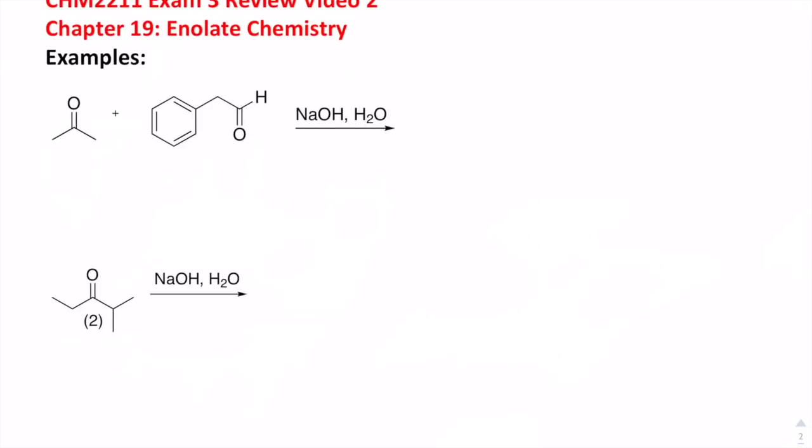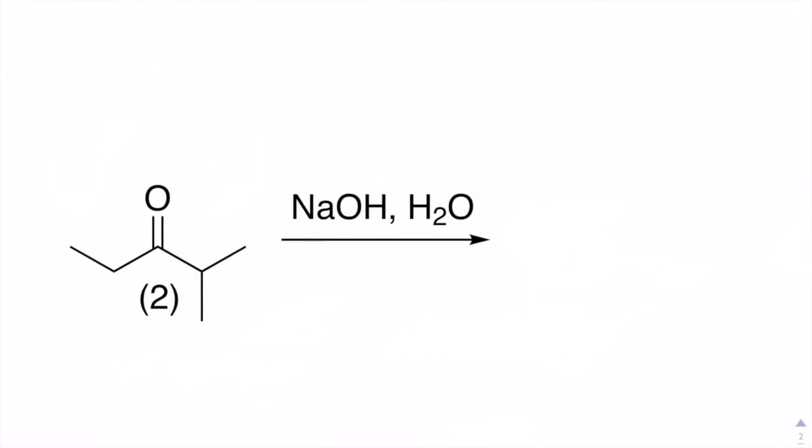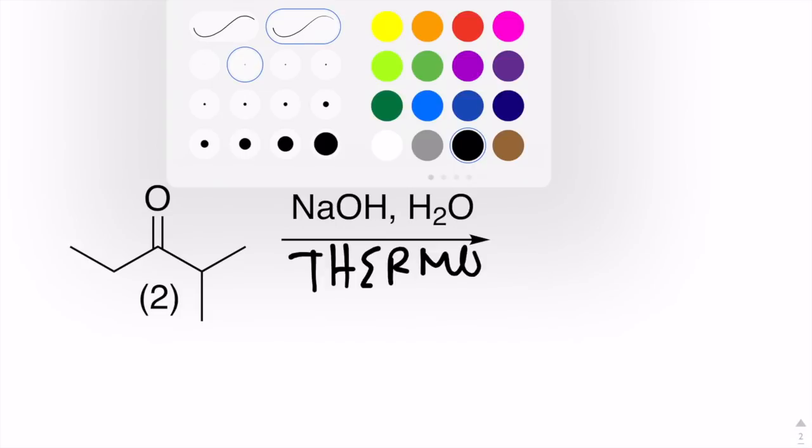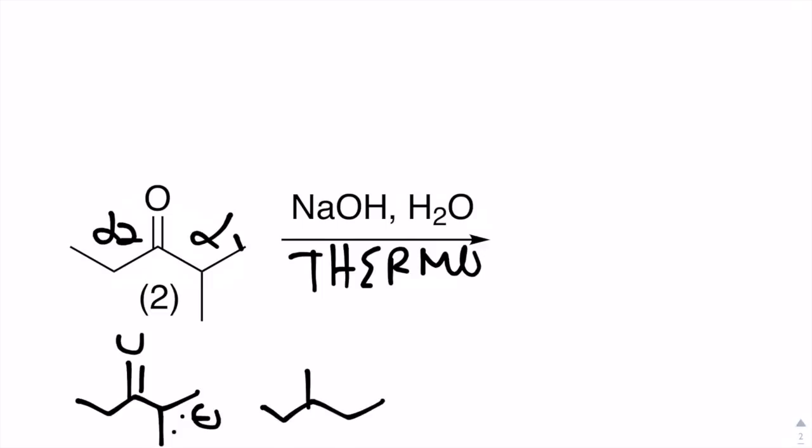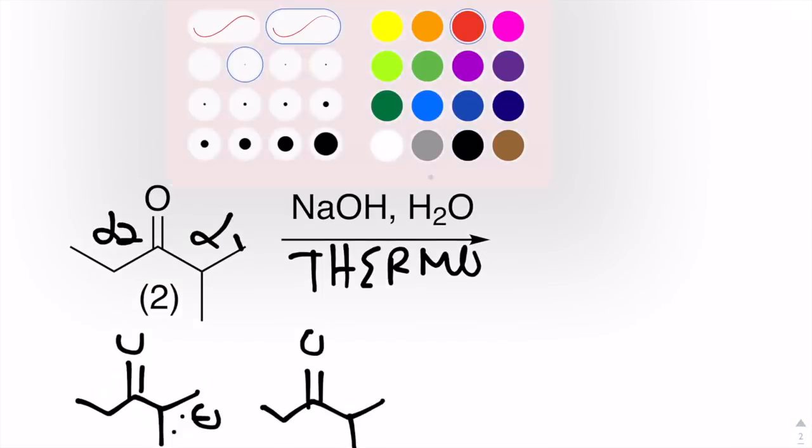All right, so the next one. So we know that we're under thermodynamic conditions, so we can rationalize that we're going to form the more stable or more substituted enolate. So we have 2 alpha positions. We have over here alpha 1, over here we have alpha 2. Alpha 1 is more substituted, so that's the more stable enolate. So we are going to form something that looks like this. And then that enolate is going to react with another equivalent of itself in this manner.